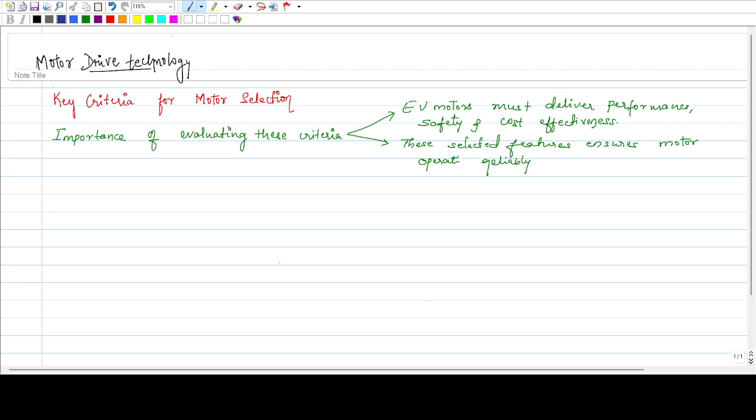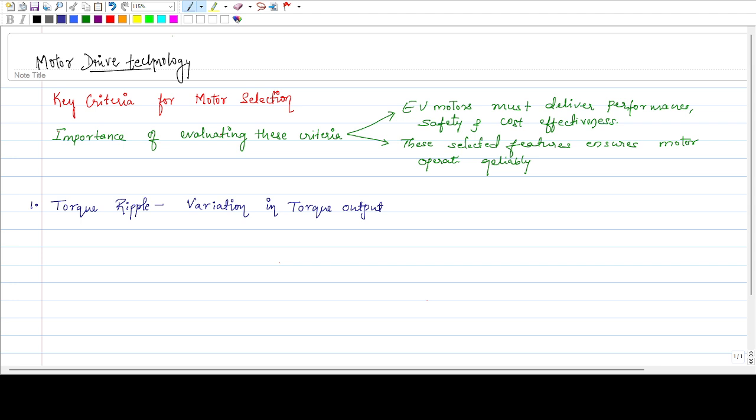First we'll start with criterion number one, that is torque ripple. This is the first and most important criterion that we have. Now, what is this criterion? By torque ripple we mean the variation in torque output during rotation. So, during rotation, whatever variations we have in the torque are called torque ripple.